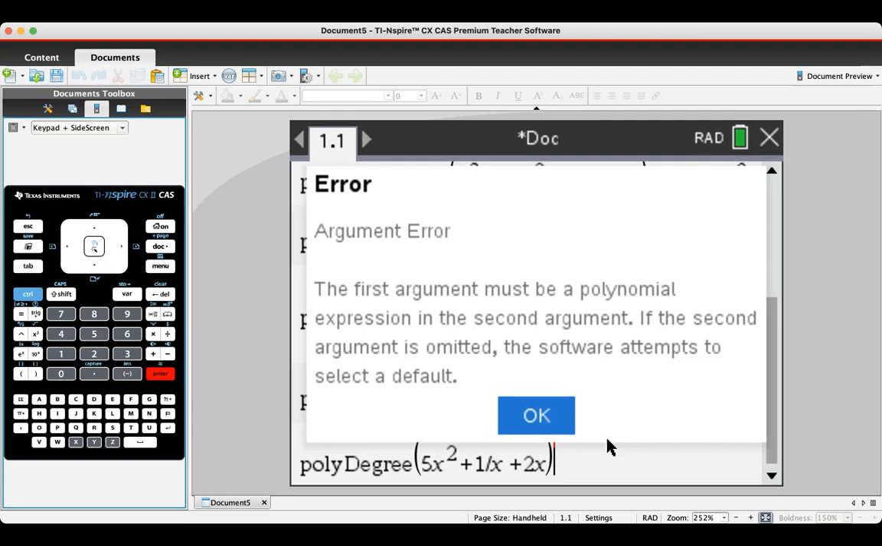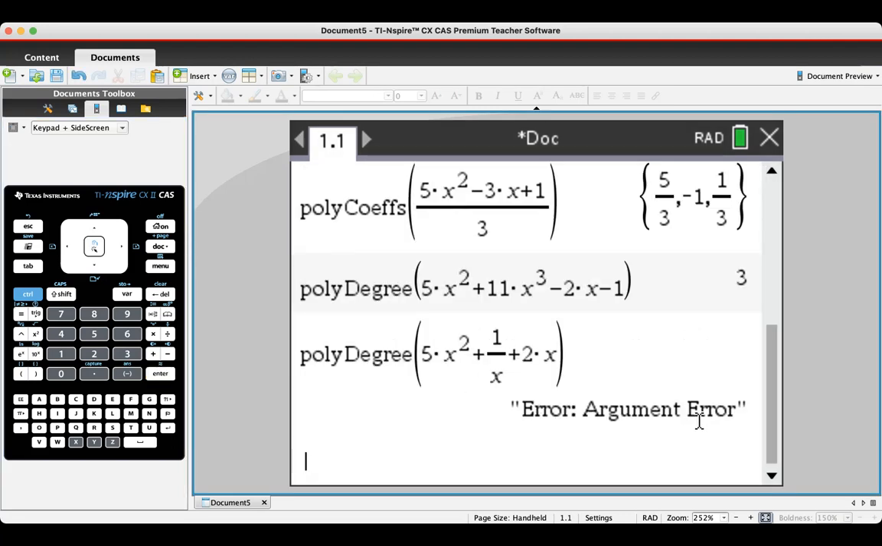Now, if you can't interpret this, that's when you think, oh, what have I done? But the first argument must be a polynomial expression in the second argument. If the second argument is omitted, the software attempts to select the default. So it's basically saying it doesn't understand. If I click on OK, it gives me an argument error. And it's also formatted this to a fraction.